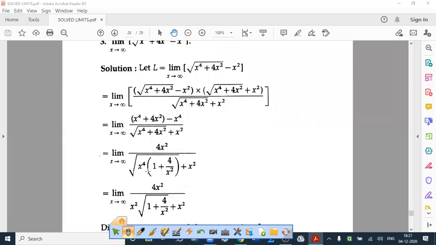Now don't ask me why not plus minus. In a function, by root we mean the positive root. Otherwise it will be one too many.